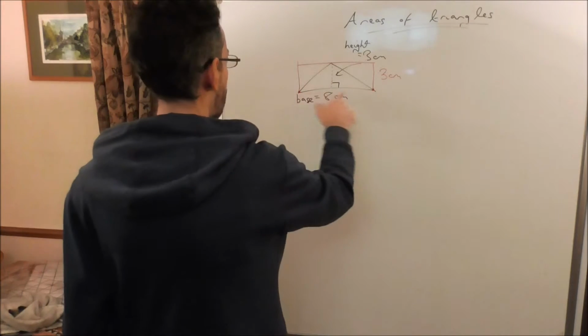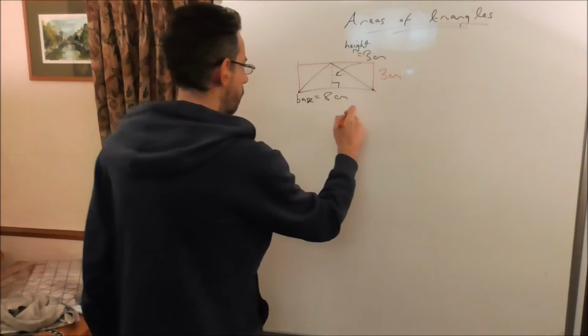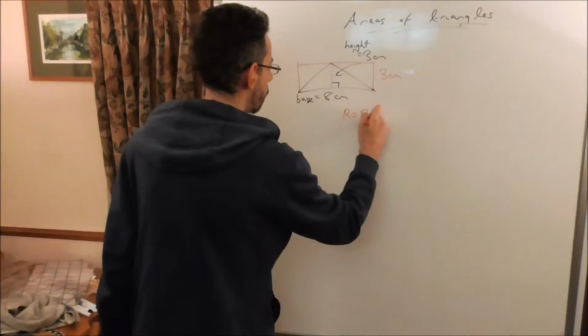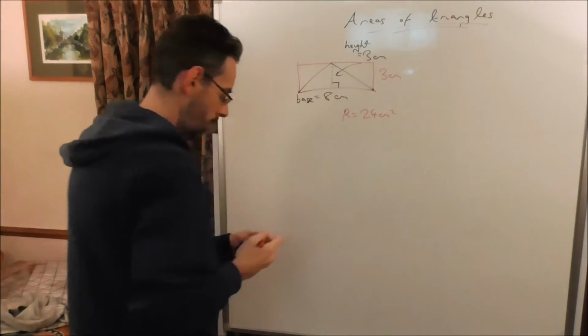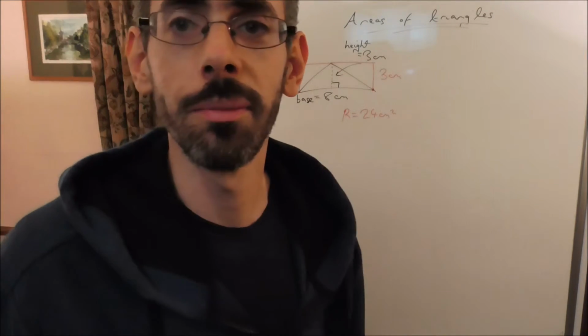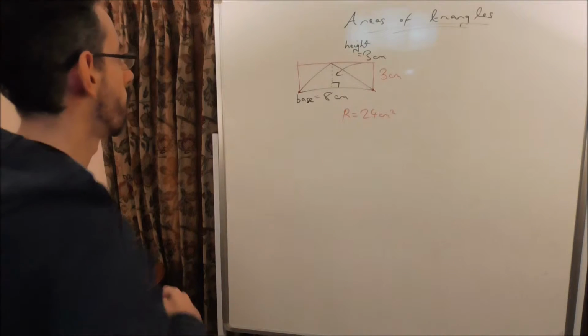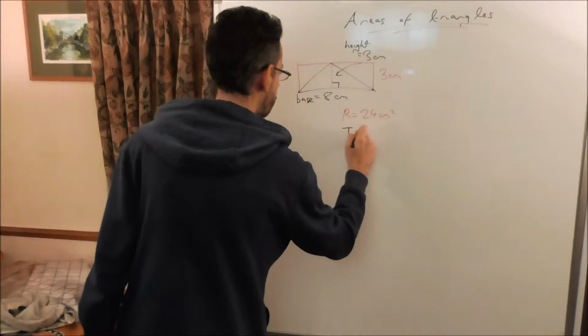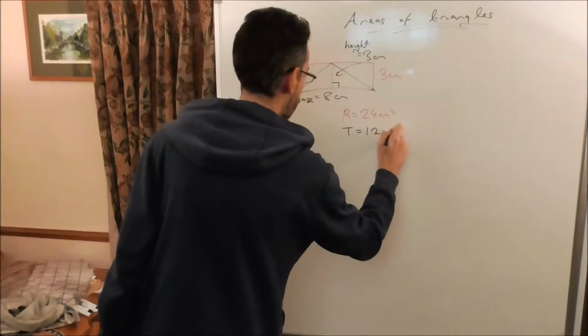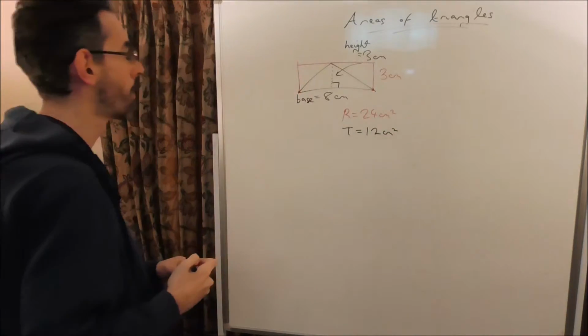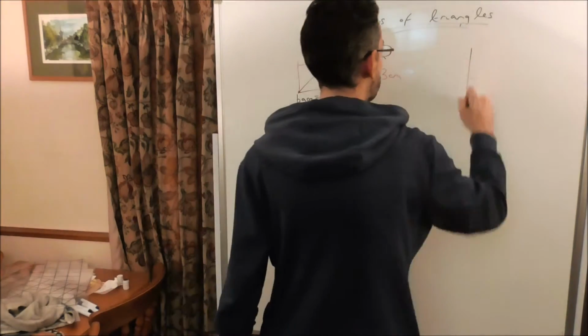So let's work out the area of the rectangle now. It's just length times width, 8 times 3. So I'm just going to use R for area of rectangle, which is 24 square centimetres, which means that the area of the triangle, which is half of that, must be 12 square centimetres, because the triangle's half the size of the rectangle. Right, let's do a few more examples.